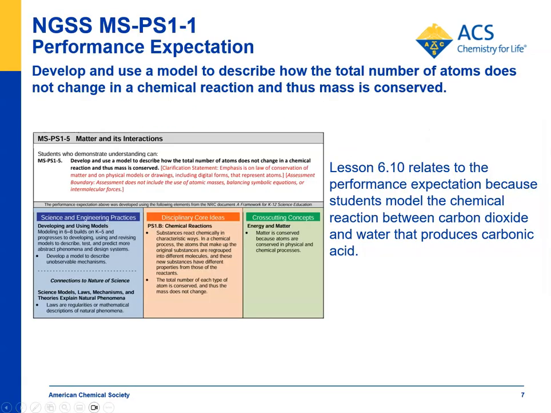If you're in an NGSS state, the performance expectation, develop and use a model to describe how the total number of atoms does not change in a chemical reaction and thus mass is conserved. You could cover that using 6.10 because they can count the atoms in the reactants and the products and see that there's the same number and type of atom in the reactants as well as the product.